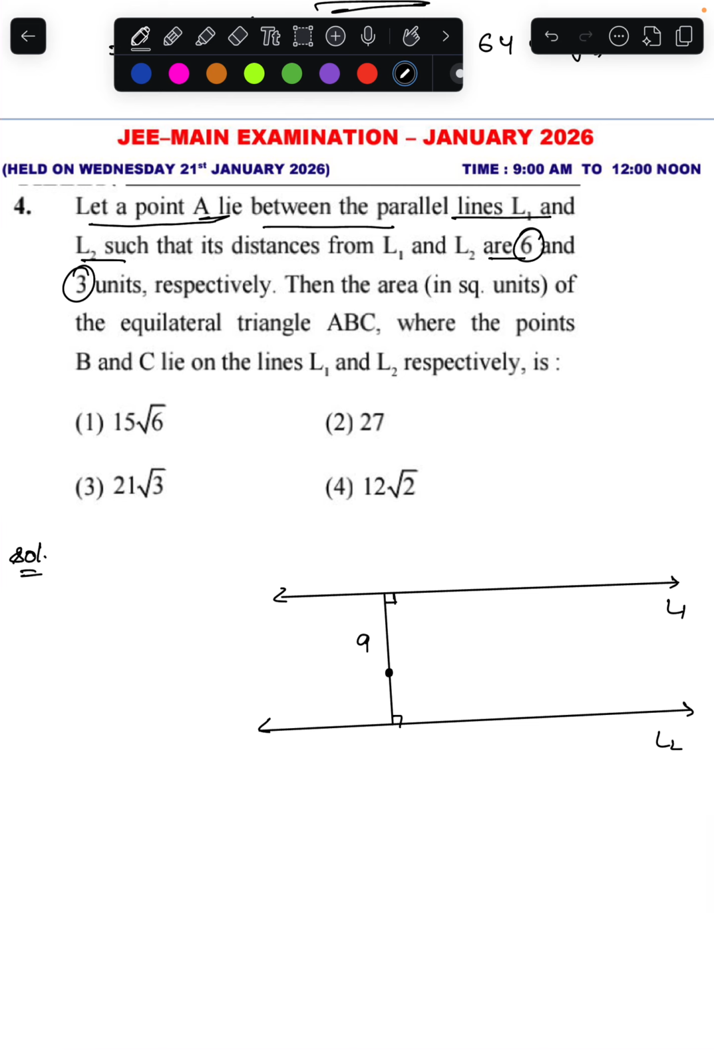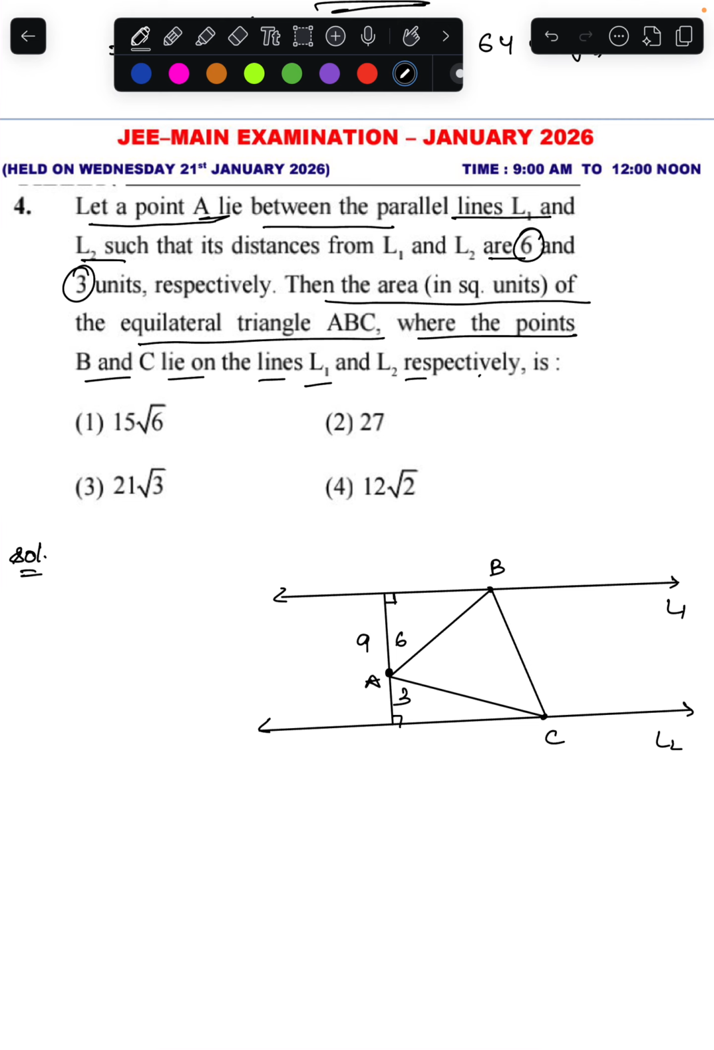Let us say I will mark A over here. It is 6 and it is 3. Then the area of equilateral triangle ABC, where the points B and C lie on L1 and L2. Now you need to form an equilateral triangle such that B and C lie on the lines. So let us say B is over here and C is over here. Now this is our equilateral triangle, and you need to find its area. Very simple question. I think most of you have solved this kind of question before.